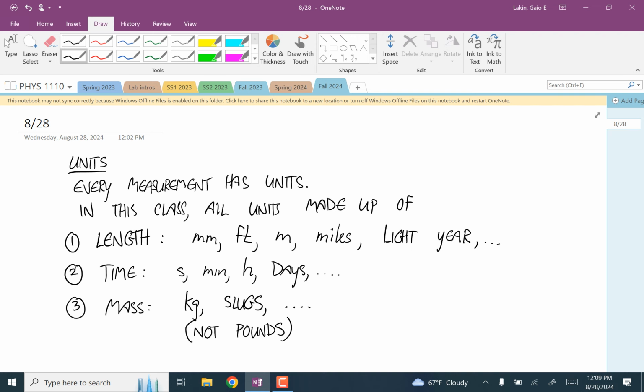And we're going to do pretty much all of our calculations in SI units. So the SI units of these are meters for length, seconds for time, and then kilograms for mass. Okay.